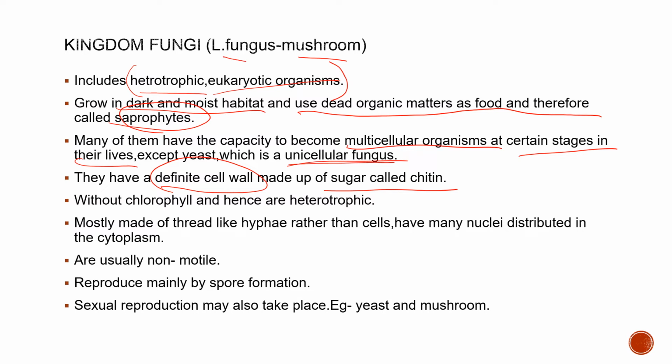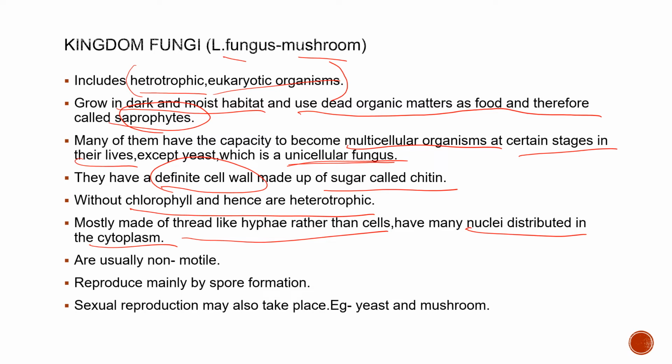Now, as they don't have chlorophyll, they are heterotrophic. Only in the presence of chlorophyll can we say they are autotrophic, able to produce their own food. But when chlorophyll is absent, they are heterotrophic. They are mostly made of thread-like hyphae rather than cells. We will see in the next slide. I have taken the diagram of fungi, where they are made of thread-like structures called hyphae, and they have many nuclei distributed throughout the cytoplasm.